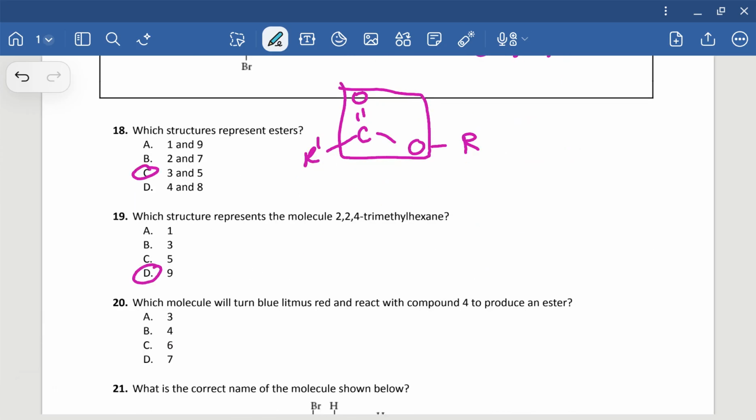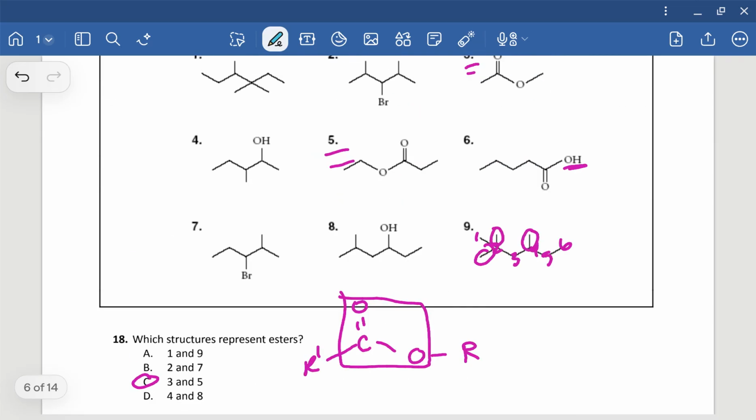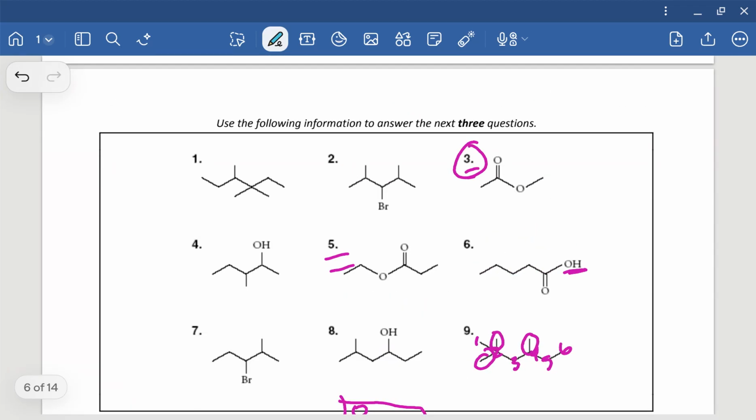And number 20, which molecule would turn blue litmus paper red and react with compound 4 to produce an ester? So the way it's asking is looking for an acid in particular to react to make an ester. You're looking for your carboxylic acid. So that would be showing number 3.